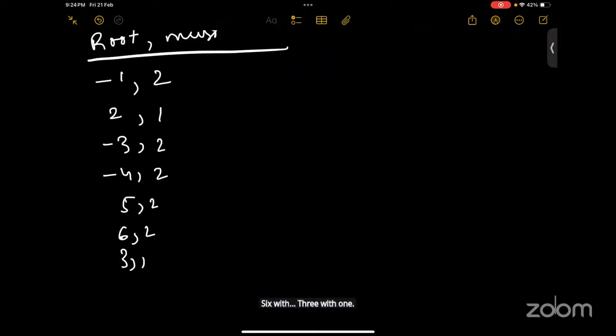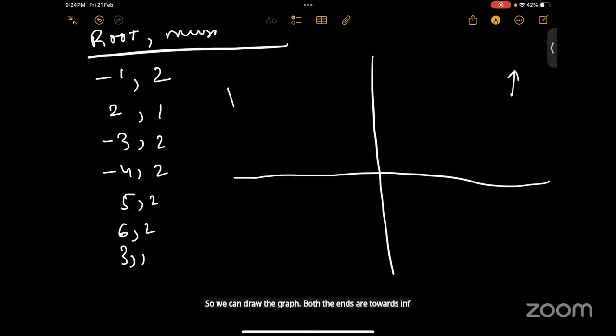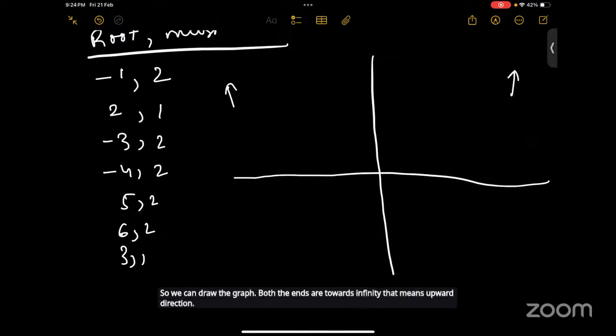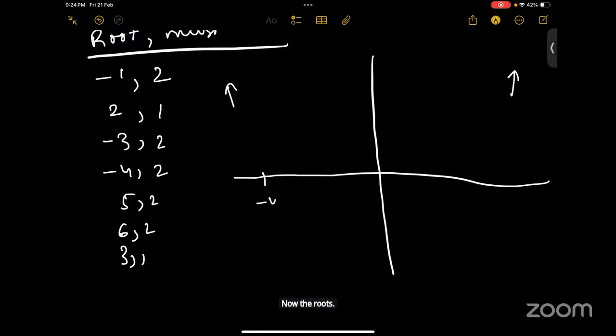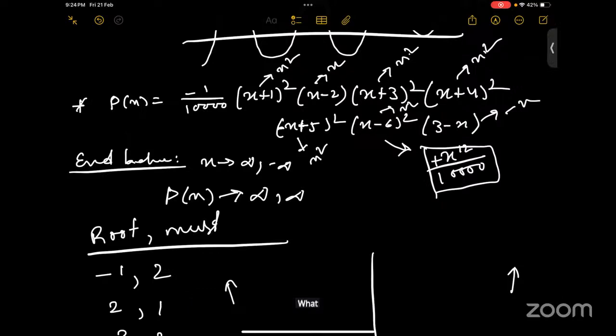So we can draw the graph. Both the ends are towards infinity, that means upward direction. Now the roots: minus 4. And the coefficient of x was minus. Here it is minus x plus 5, the coefficient is minus. Yes, that's why the root is 5. It can be written as x minus 5, x minus 5 whole square, right?